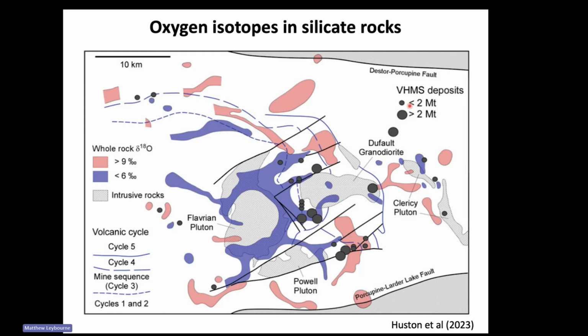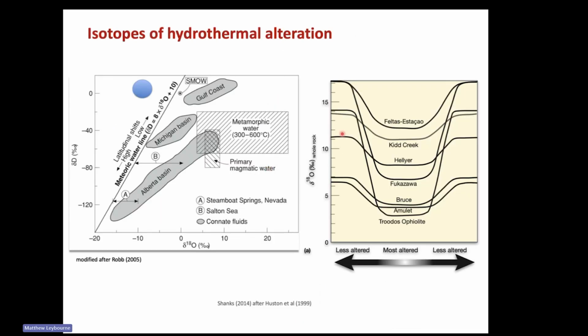And we can see the big dots represent more than 2 megatons, and the little dots less than 2 megatons of ore. And so the chart has been color coded. Someone did a survey, analyzed a whole bunch of whole rocks, and measured the oxygen isotope values. In the pink, it's more than 9 per mil. In the blue, less than 6 per mil. So if we go back to here, we're going from sort of 9 per mil down to 6 per mil. We're even round about here.